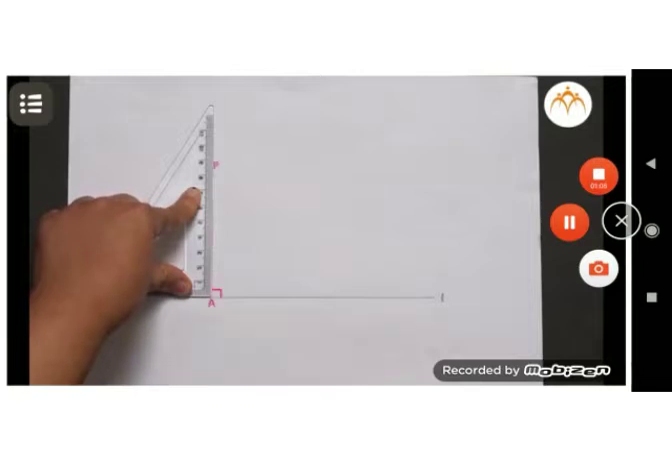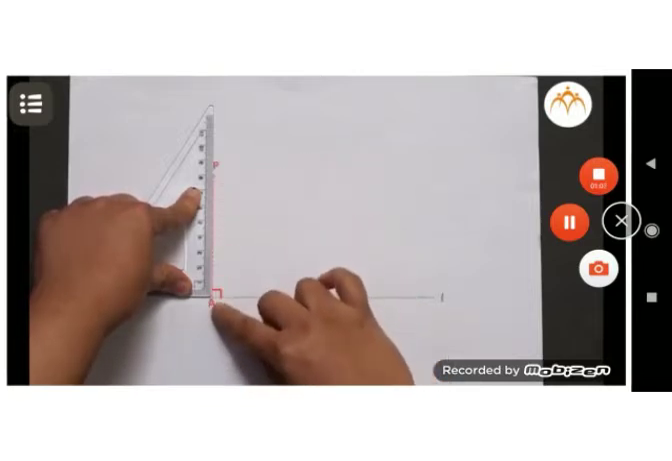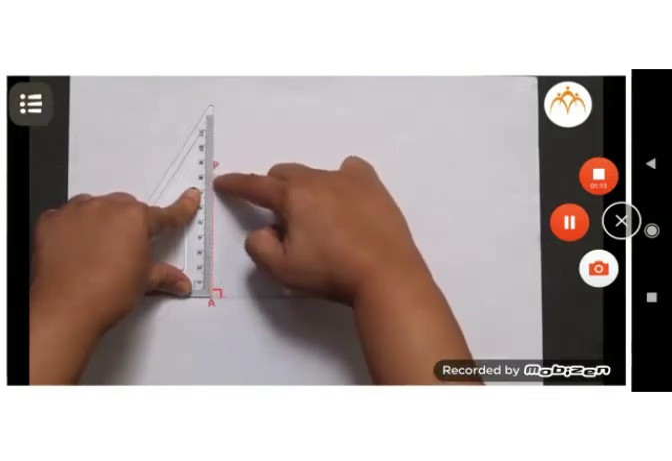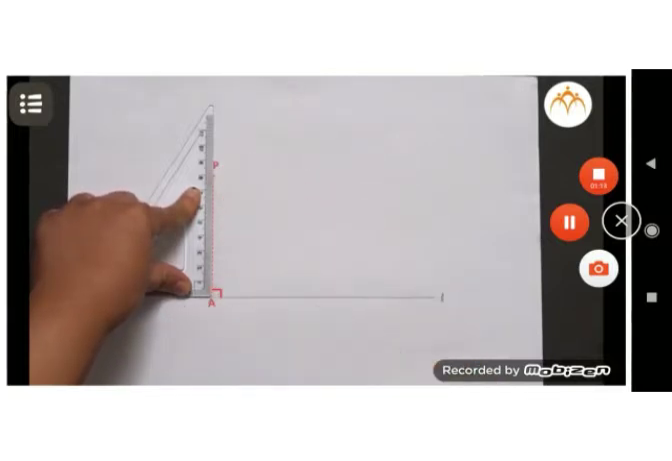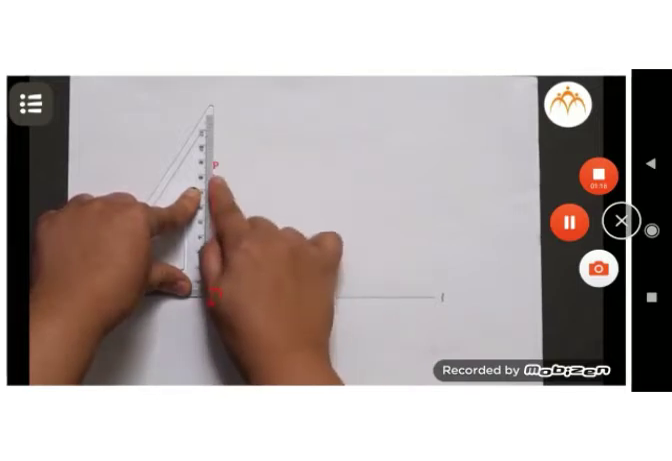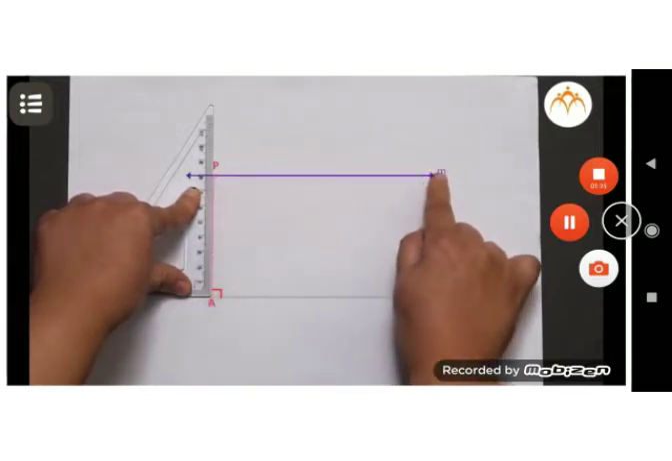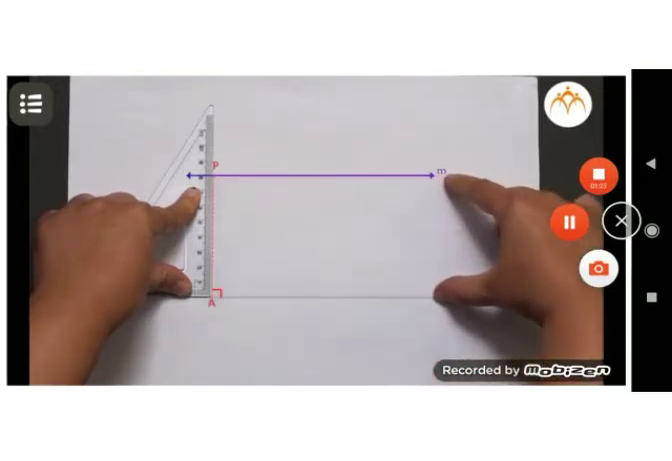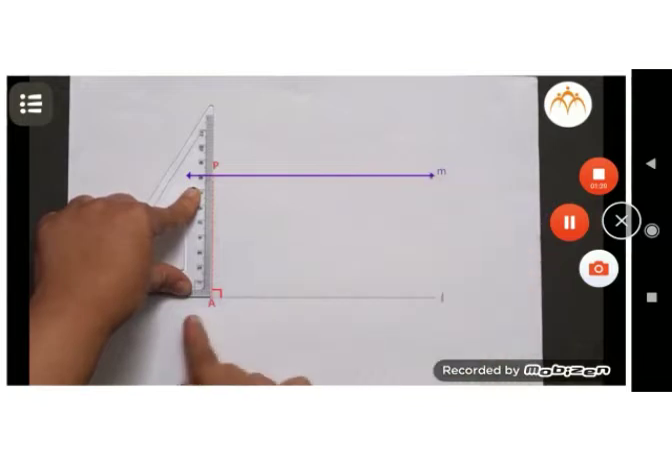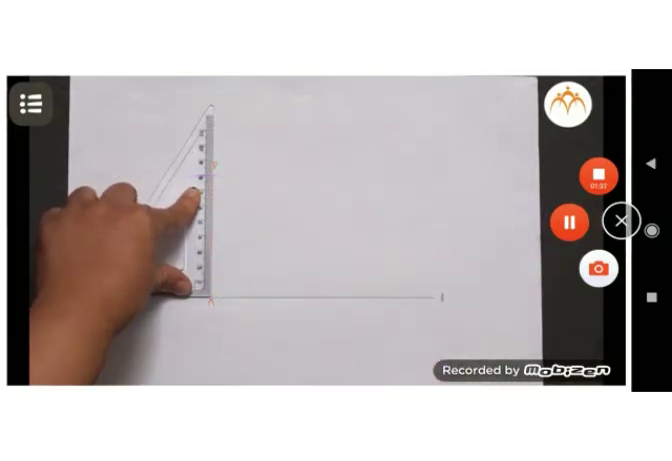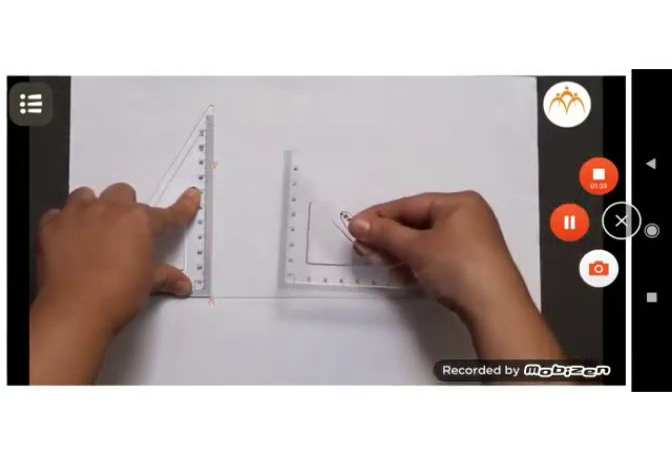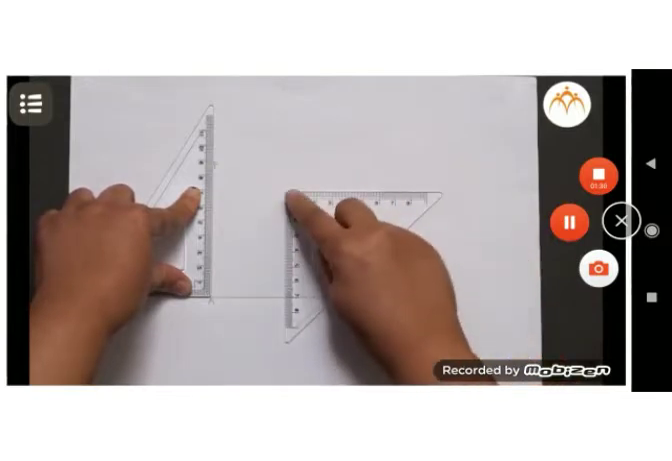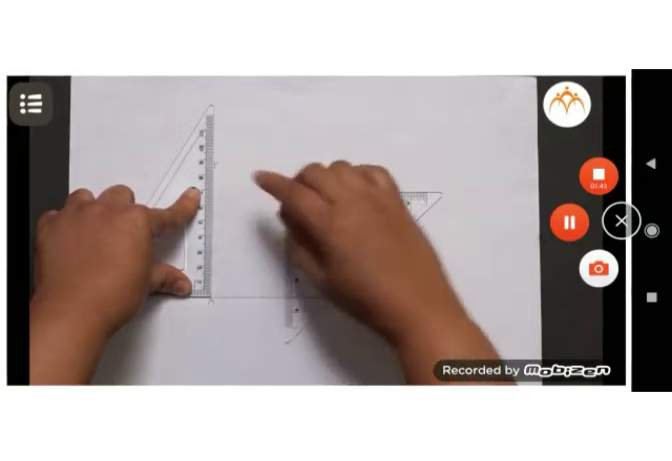So that a straight line joining points P and point A indicates perpendicular distance of point P from line L. Hence, if we draw a new line M passing through point P such that this distance PA remains equal, this new line M will be parallel to the given line L. For this, we take 45, 45, 90 degrees set square and place it in such a way that this point is on the point P.